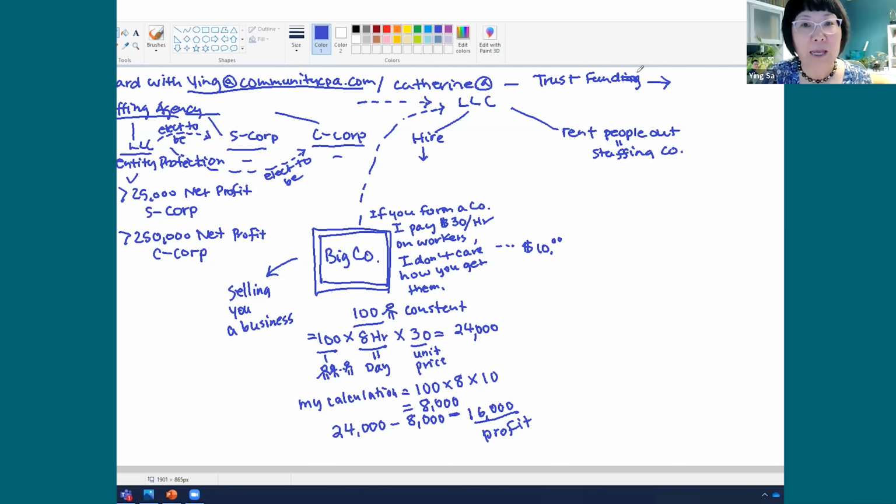It doesn't expire. It doesn't go away. It does go away if you die and you don't have anything. But if you die and you left your house, great, that trust fund can go there and get your house.